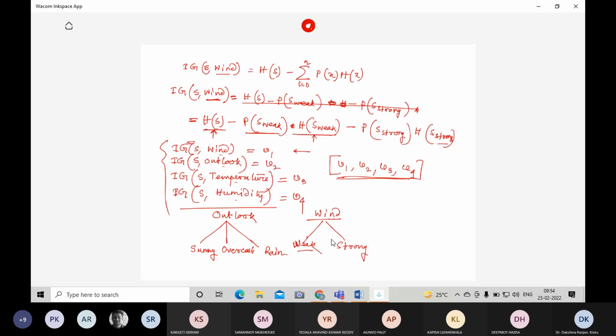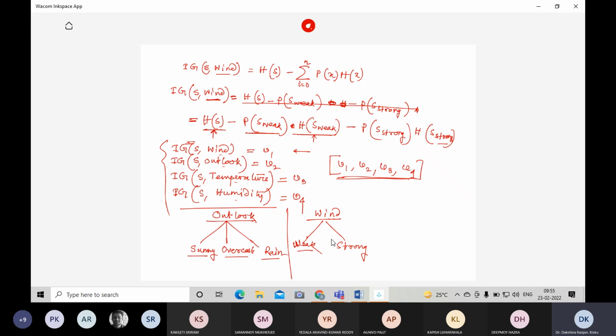Here you can see the values for outlook. If I have outlook as the root node of the decision tree, then outlook will have three branches: sunny, overcast, and rain. These are the different values of the outlook attribute or feature. Now, we have already computed the information gain, selected the feature with the highest information gain, and that feature becomes the root node of the decision tree. Okay, so up to this it is clear.